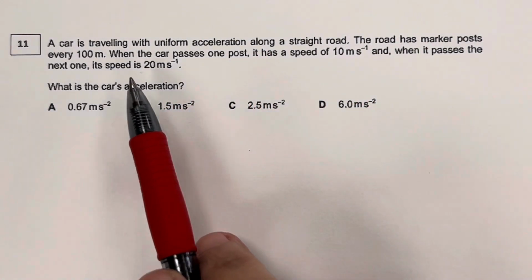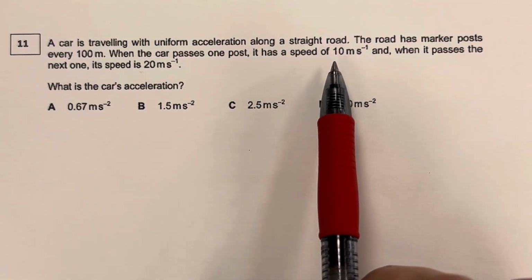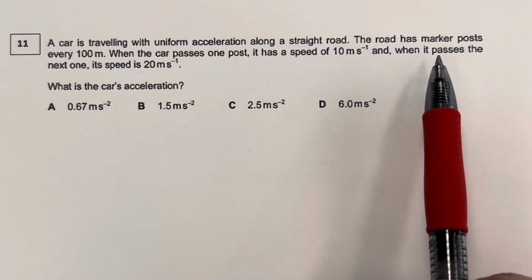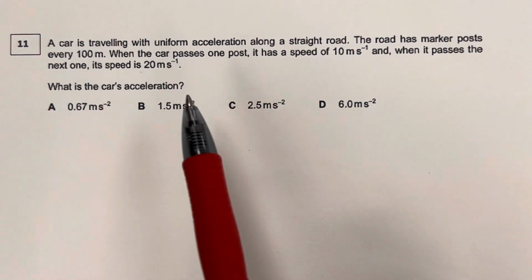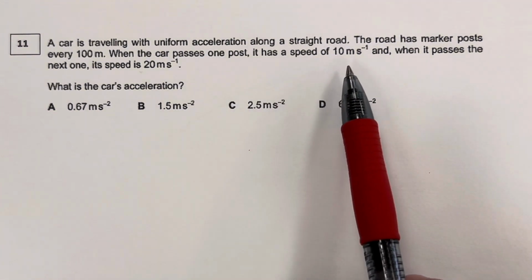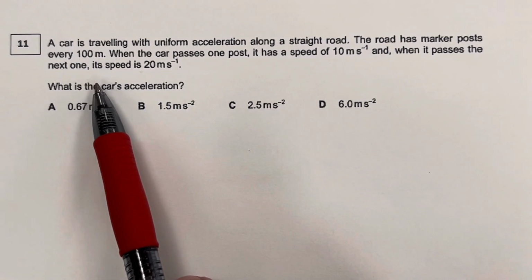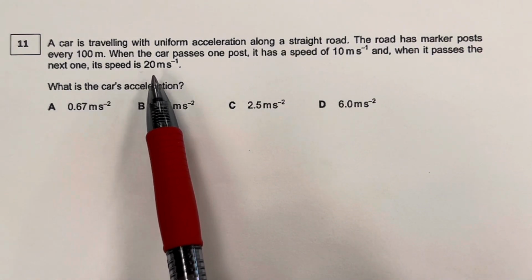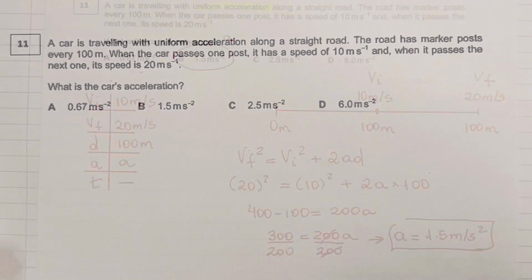Question 11. A car is traveling with uniform acceleration along a straight road. The road has marker posts every 100 meters. When the car passes one post, it has a speed of 10 meters per second, and when it passes the next one, its speed is 20 meters per second. What is the car's acceleration?